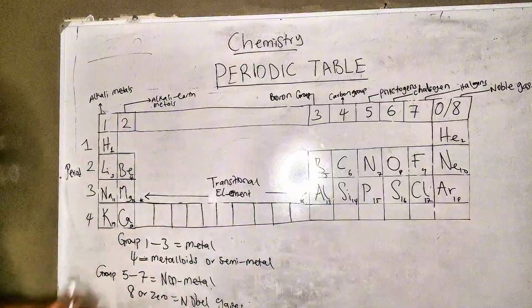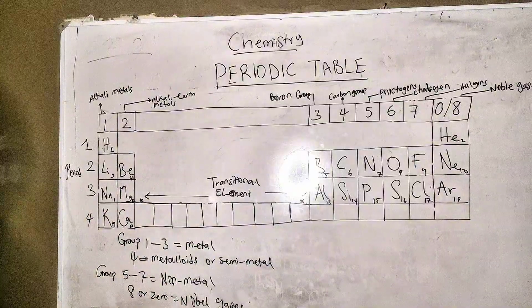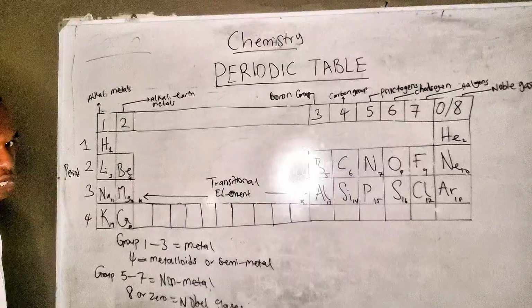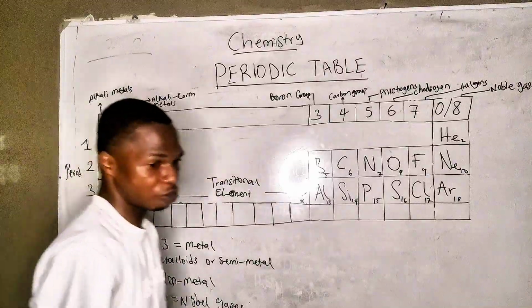Furthermore, now we'll be discussing what goes on in the periodic table. That's the characteristics of the periodic table.